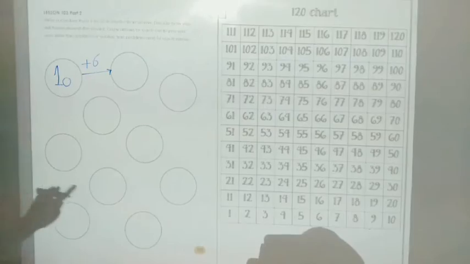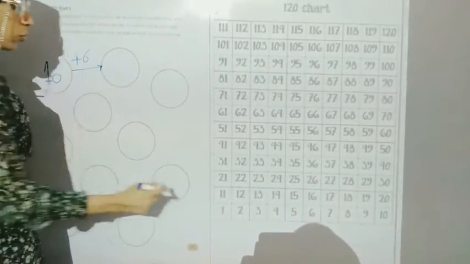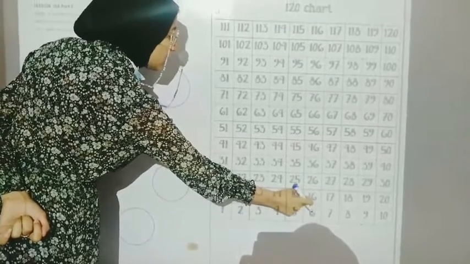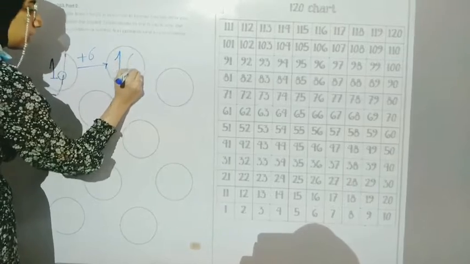I stop at 10 in the 100 point chart. Then I move how many steps forward? 6 steps. So I stop at 10 and move 6 steps forward. 1, 2, 3, 4, 5, 6. I reach 16, so I write in the next circle 16.